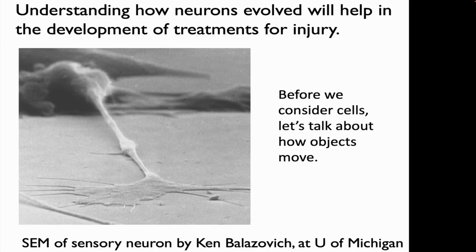Okay, so why do we care about how axonal elongation occurs? The simple answer is currently the treatments for spinal cord injury and stroke are relatively ineffective. And the idea is that if we understand how neurons grow, how they evolved, ultimately this will help the development of better treatments for injuries. But before we talk about cells and evolution, I just want to talk about how objects move.